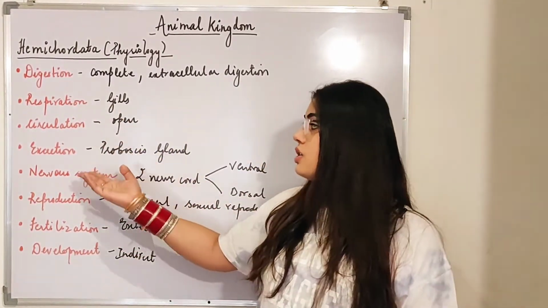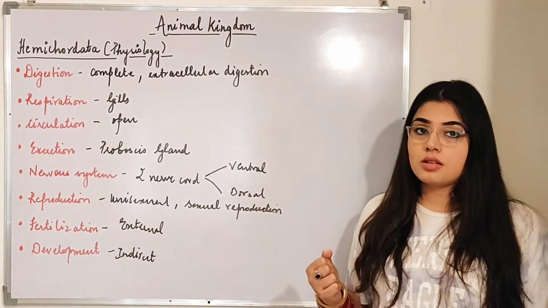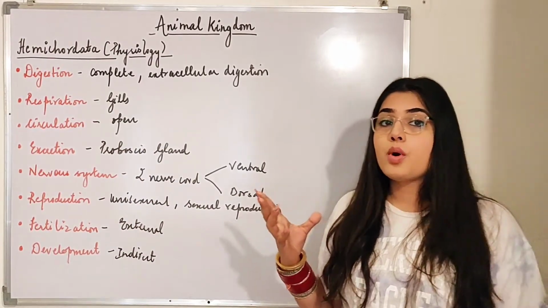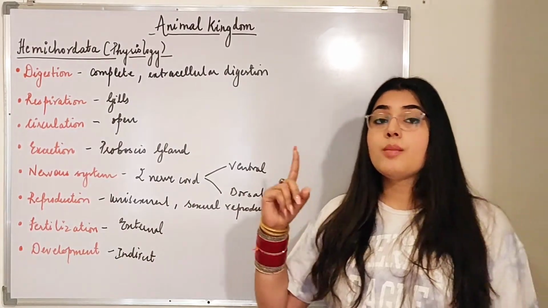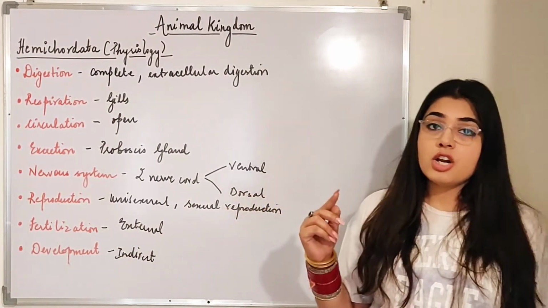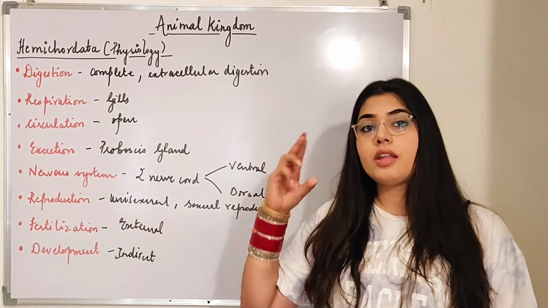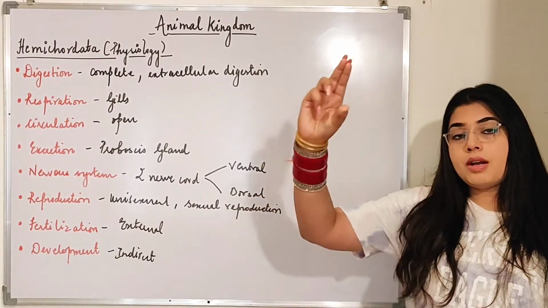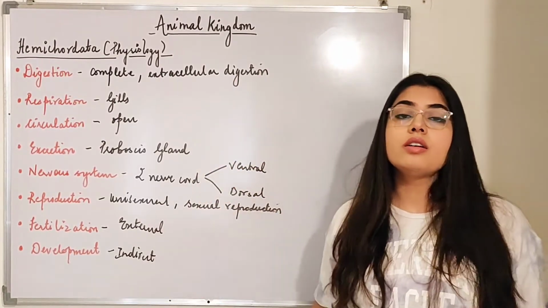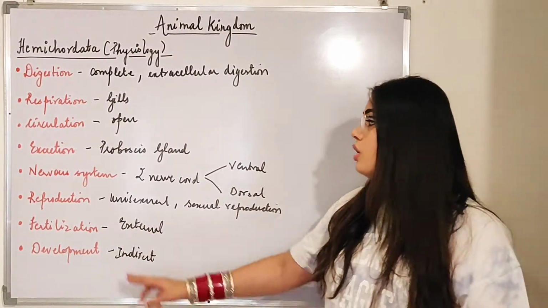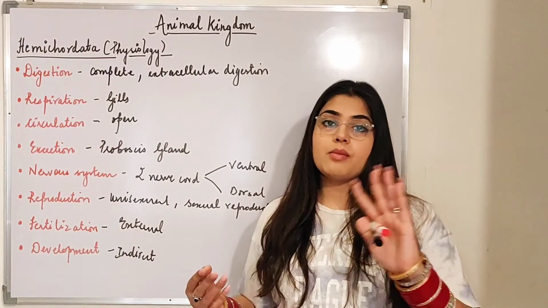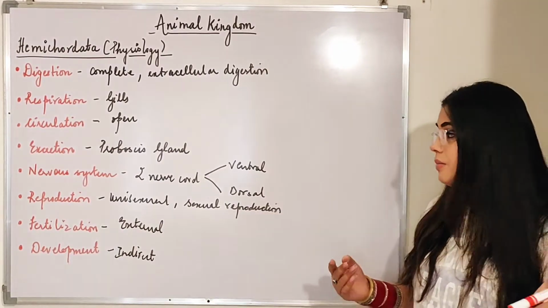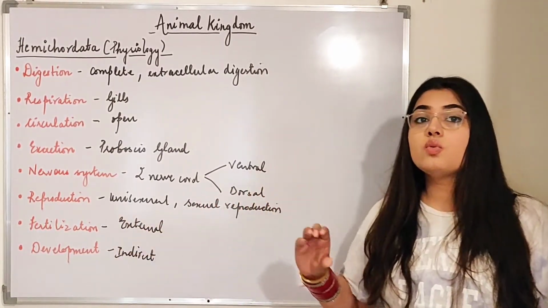Then excretion, they have the proboscis. Their body is divided into basically three parts, as I told you yesterday: proboscis, collar, and trunk. The collar is the medium one, the upper one is the proboscis, and the last one is the trunk. The nervous system has two nerve cords, one in the ventral region and one in the dorsal region. Very simple.